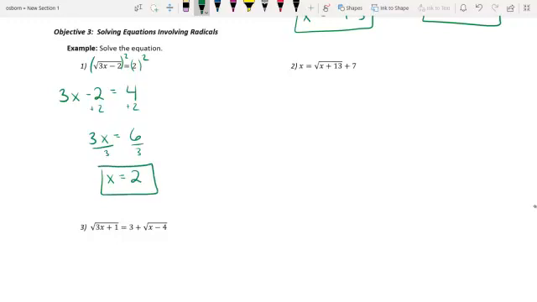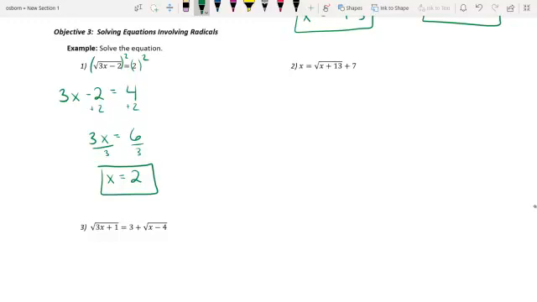Now I can plug that back into the original equation to see if that holds true, and it's very important, especially with the radicals, that you check your answers. Keep in mind that you cannot take the square root of a negative number. So if a solution ends up leaving you with taking the square root of a negative number, then it is not going to work.